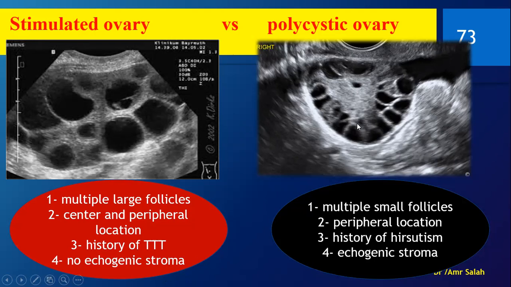Here, look at the follicles. They are arranged in the periphery. Here we have some small ones, but basically they are arranged in the periphery. They are small. We have the echogenic stroma, and there is clinical data suggesting PCO syndrome. So this is to be crystal clear. They are side by side here, so that we know the differences between the PCO and stimulated ovary. Both have multiple follicles, both have enlarged ovary, but look at the differences. So now we know which is which.